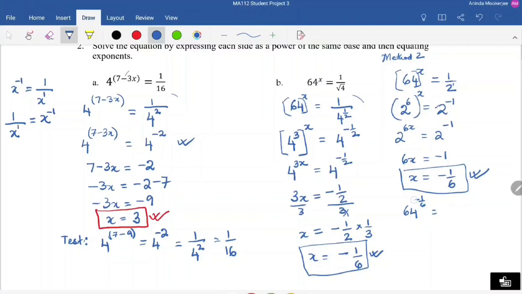Now remember, I said negative means we can switch the numerator and the denominator. It will be 1 divided by 64 raised to the 1/6, which is the same as writing 1 divided by the 6th root of 64, which should be 1/2. All right, so that matches with what we got here.